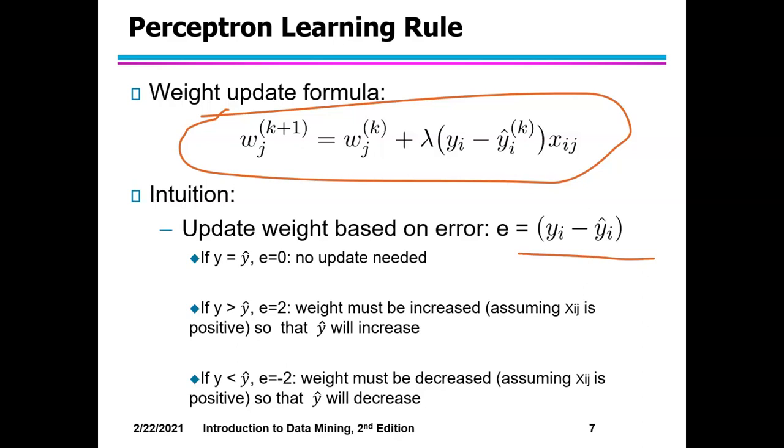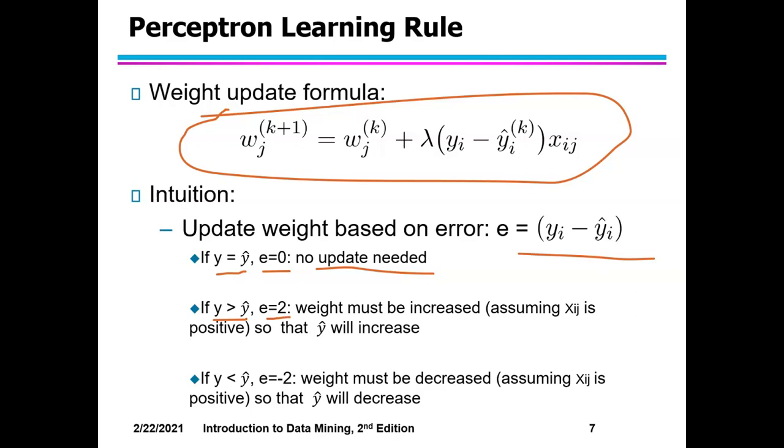If your previous output and the current output are the same, then there is no error, the error is 0, so no update is needed, right? If your new output is greater than the previous output, then the error is 2, for example, by calculation, and the weight must be increased.